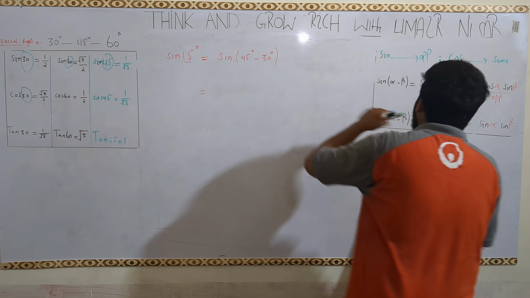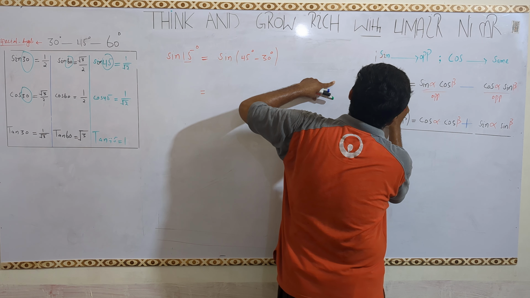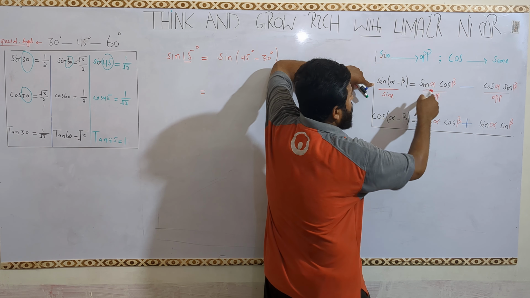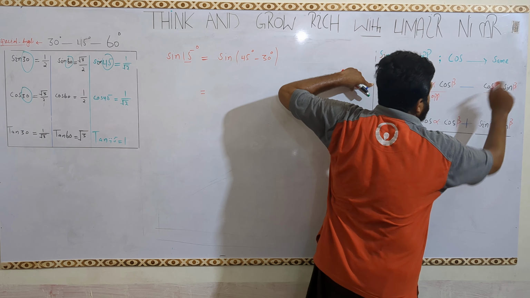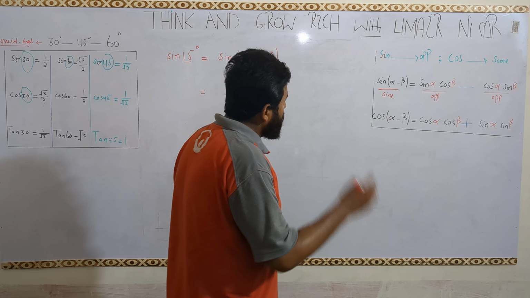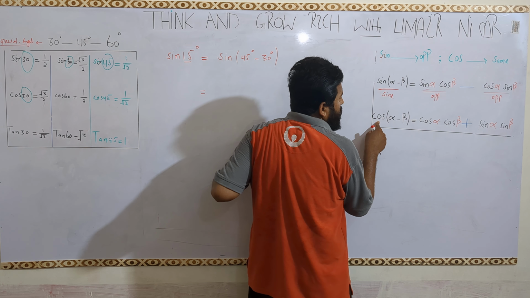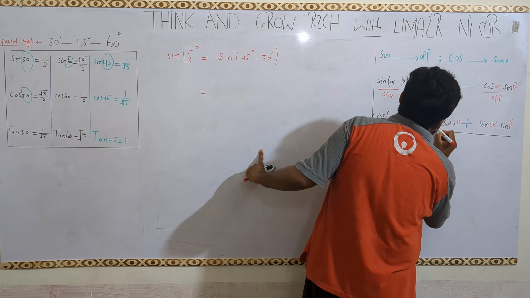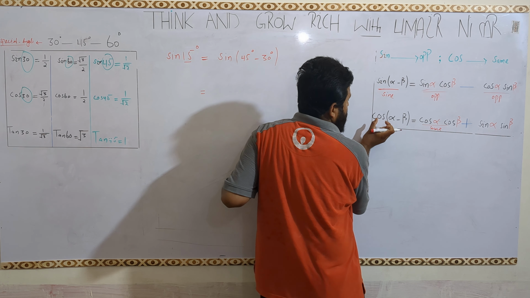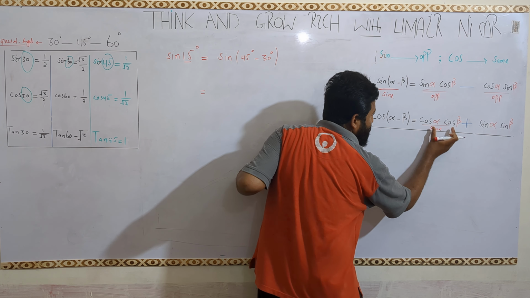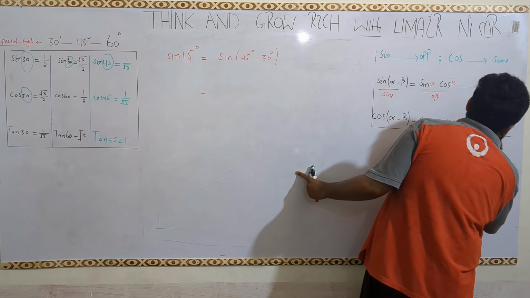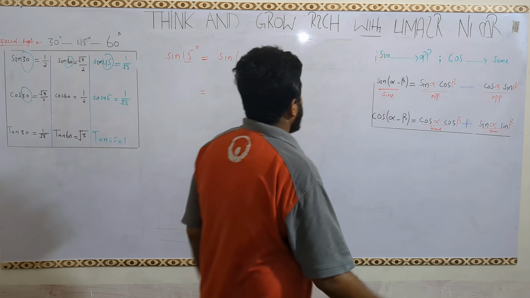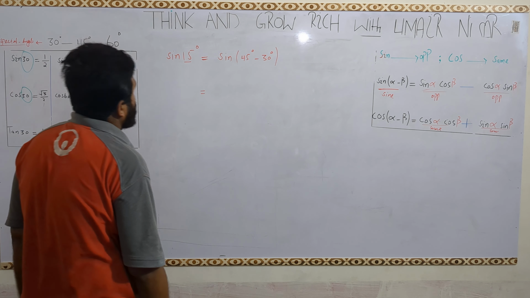So here are opposite functions: sine, cos, sine. In the other case, when there is cos, what would be? The same function. It means cos alpha cos beta is the same function. Here also the same function, sine alpha sine beta. Let us come to this problem.